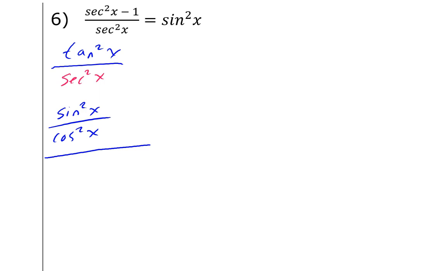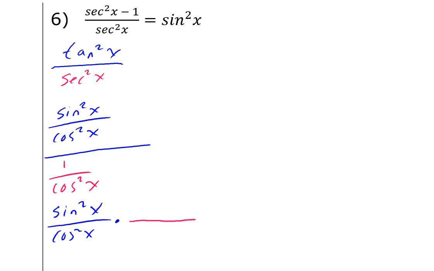Okay, now secant is 1 over cosine, so 1 over cosine squared x. When you divide a fraction by another fraction, you multiply by the reciprocal. So the blue fraction here, I'm just going to write that down. So I have sine squared x over cosine squared x times, now I'm going to multiply by the reciprocal.